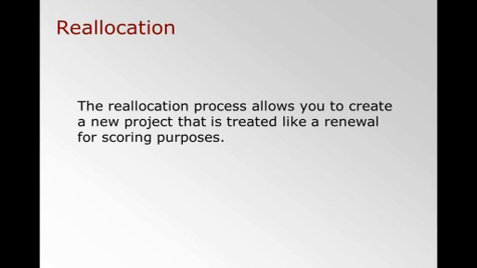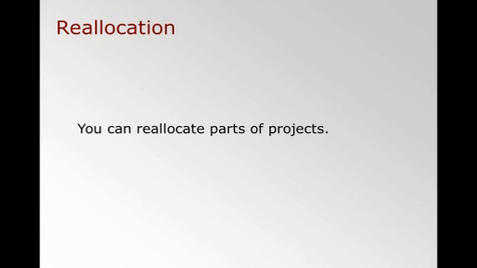And reallocation creates a process where you can have a new project, and it gets treated and scored as if it were a renewal project. So as long as it meets threshold requirements, you're going to get that project. But of course, you have to trade in another project to make that happen. And another key point I wanted to point out is that you can reallocate parts of projects. This is something that many communities have done, where they don't reallocate an entire project, but they reallocate parts of projects. In fact, some communities have taken a little from a few different projects to create one new project, and that may very well be a sensible approach going forward.